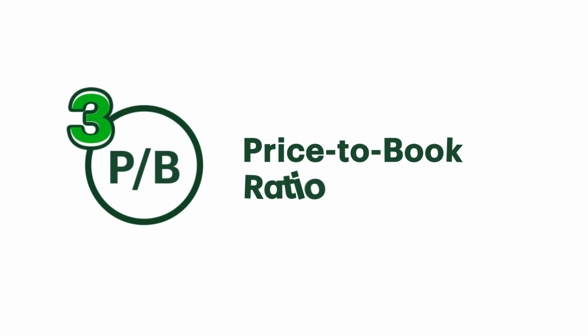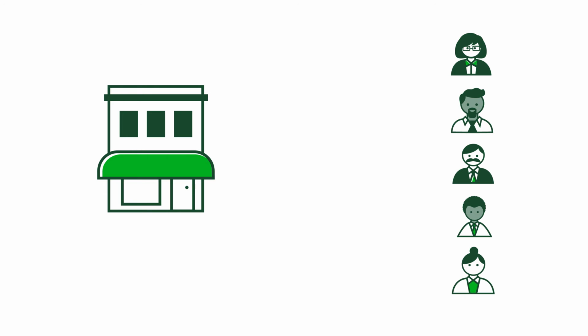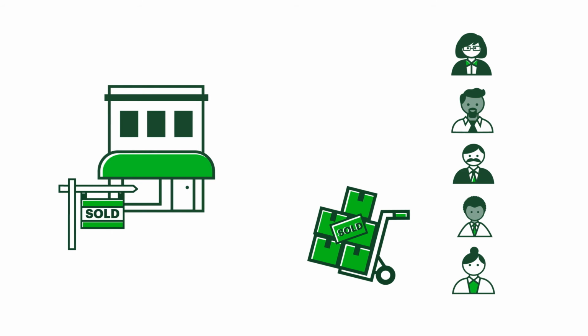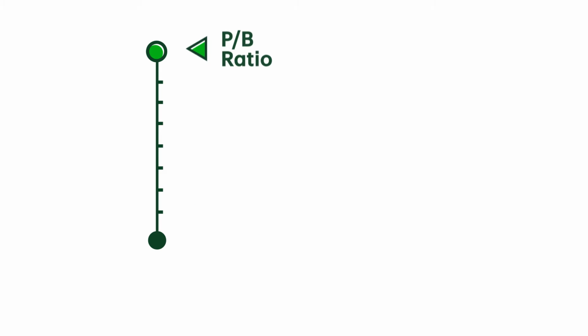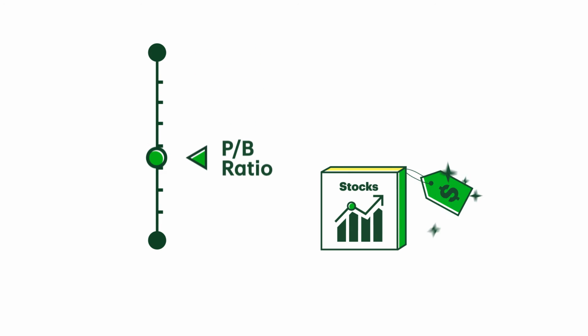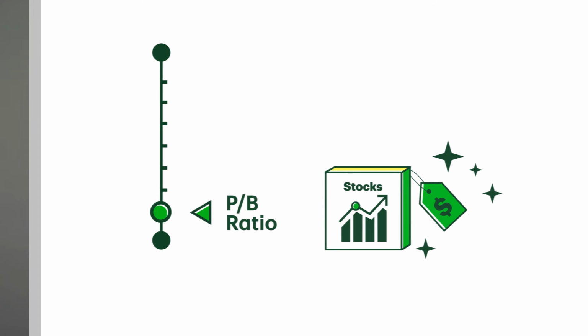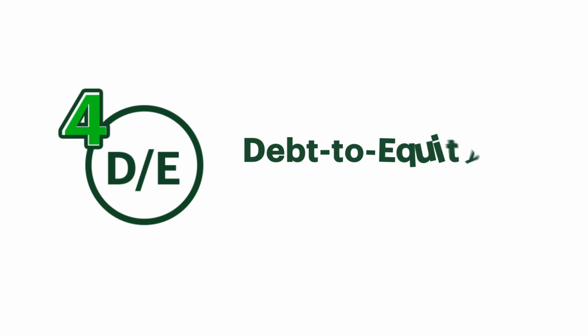Number 3, price to book or PB ratio. This ratio compares the stock's current price per share to its book value per share. You can think of book value per share as simply the money each shareholder would receive if the company's assets were liquidated. Generally, the lower the price to book ratio, the more attractively it's priced. And if the ratio is less than 1, the stock's current price is lower than the value of the company's assets. Number 4, debt to equity or DE ratio.